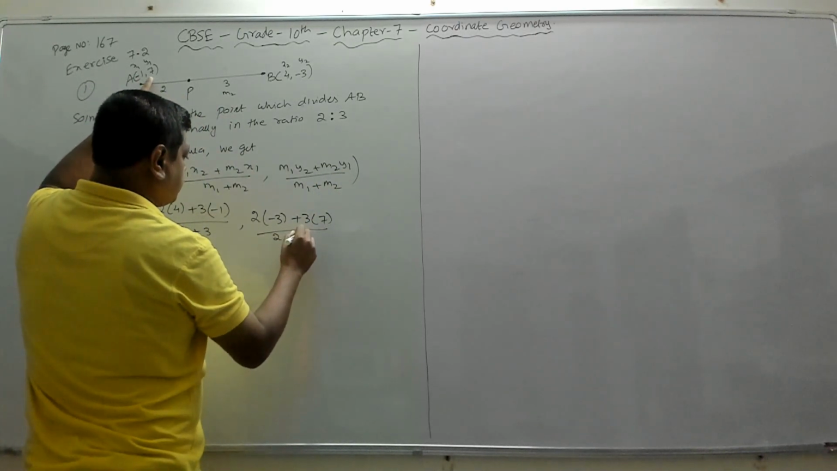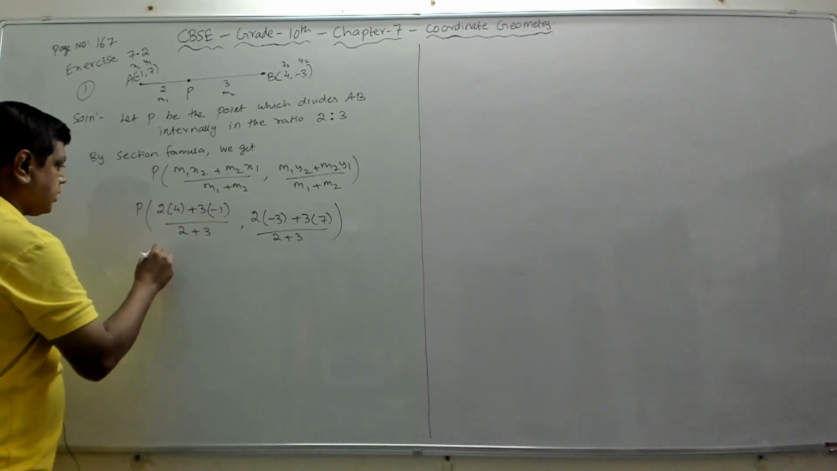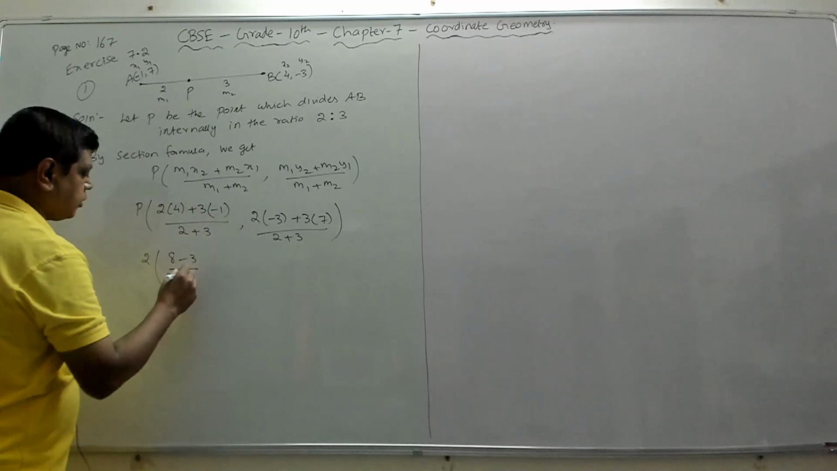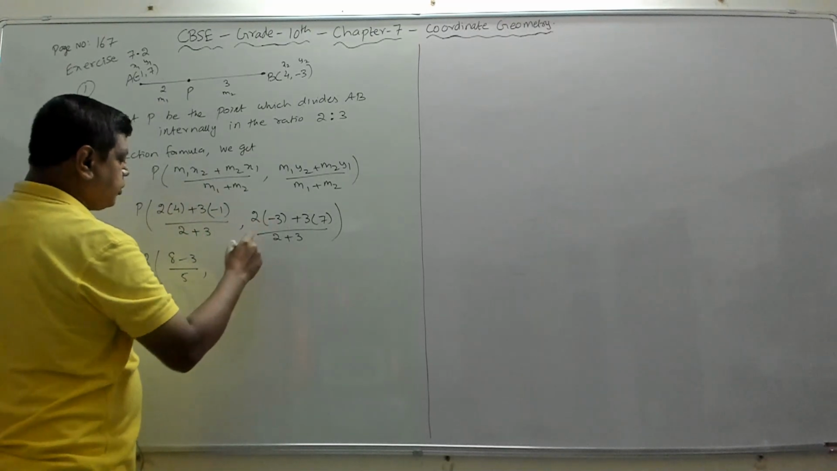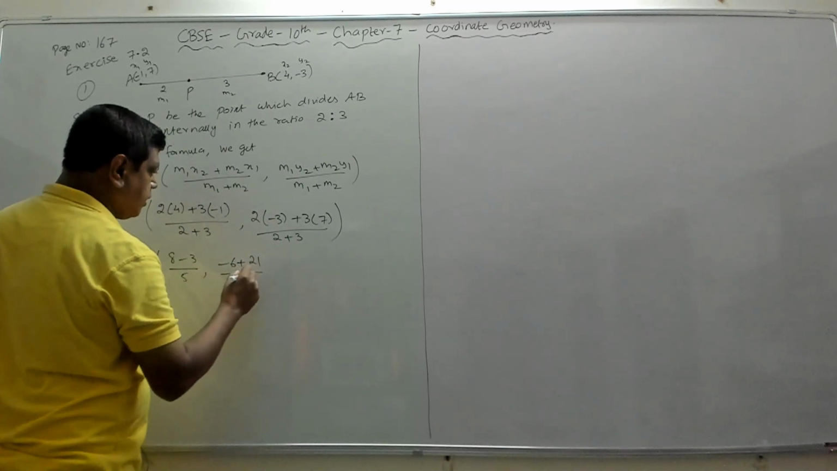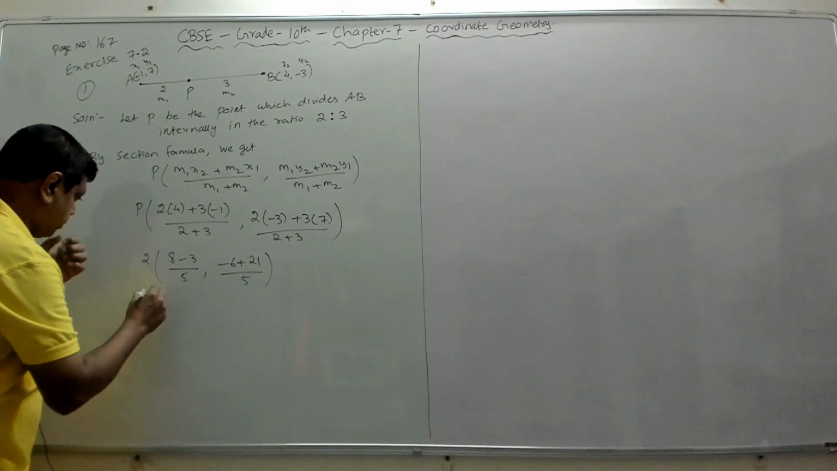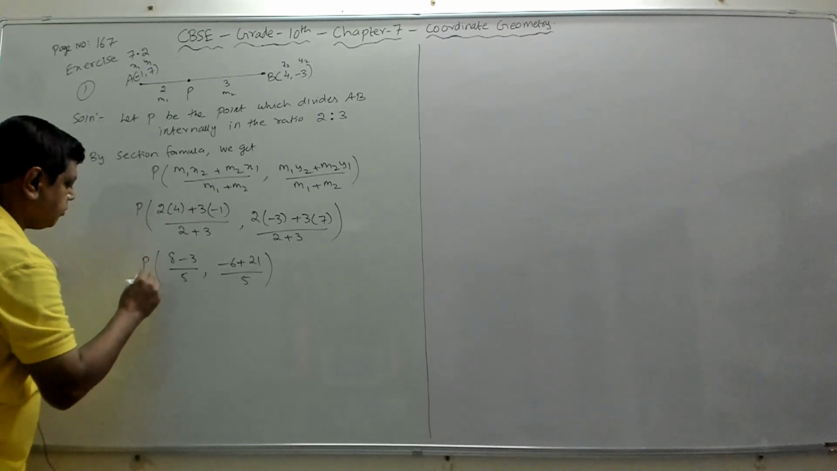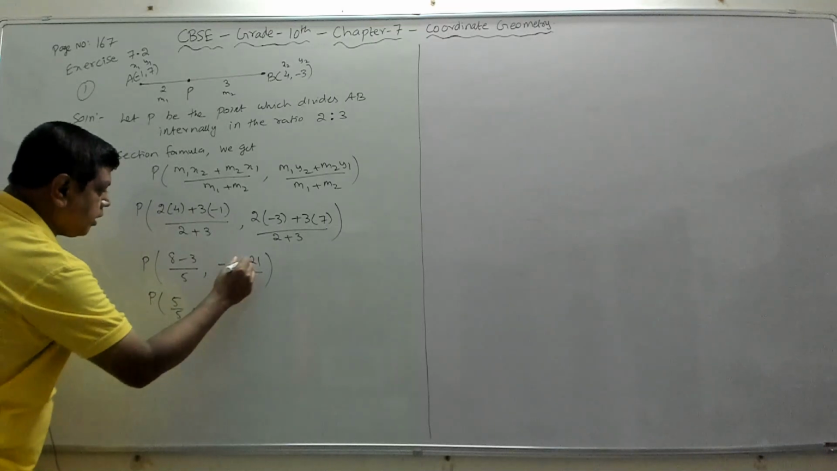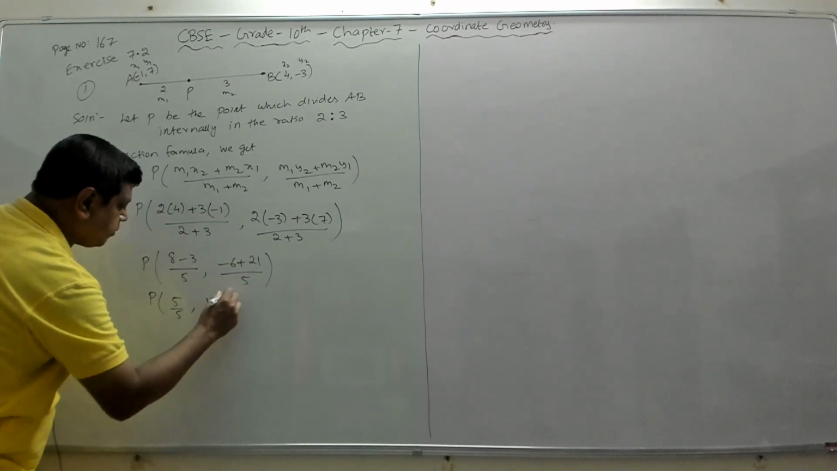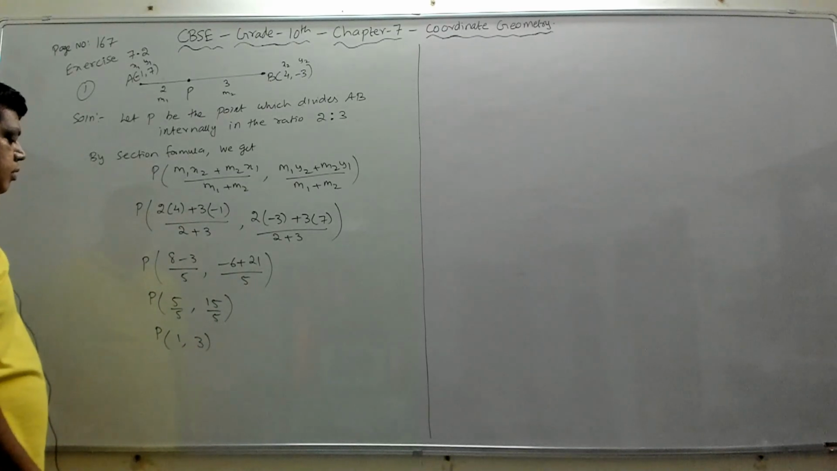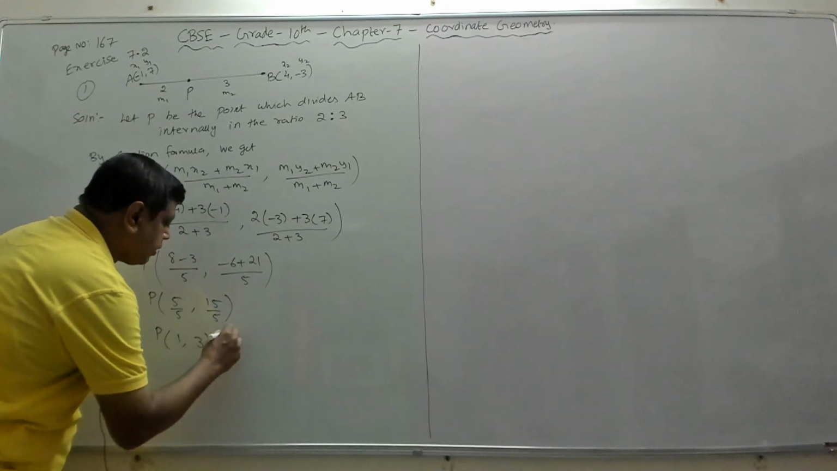Now if you simplify this, you get 2 fours are 8, 3 times minus 1 is minus 3, by 2 plus 3 is 5, comma 2 into minus 3 is minus 6 plus 3 times 7 is 21, by 5. So that gives you P of 8 minus 3 is 5 by 5, comma this is 15 by 5. So your P is 1, 3. This is the required point.